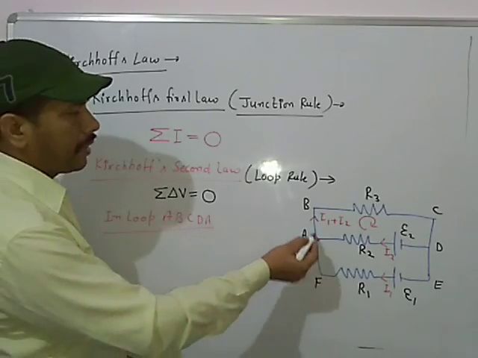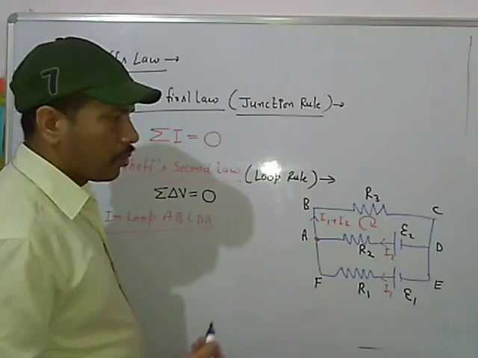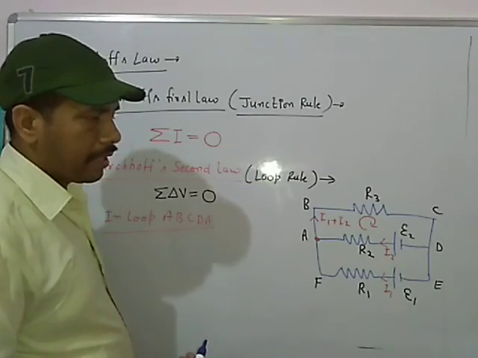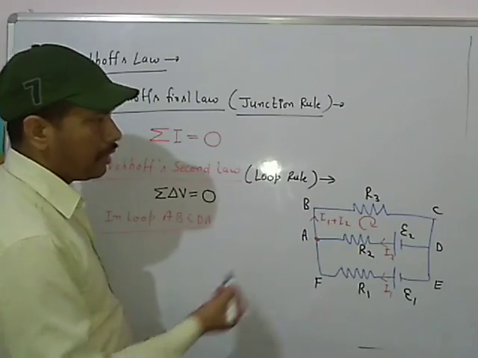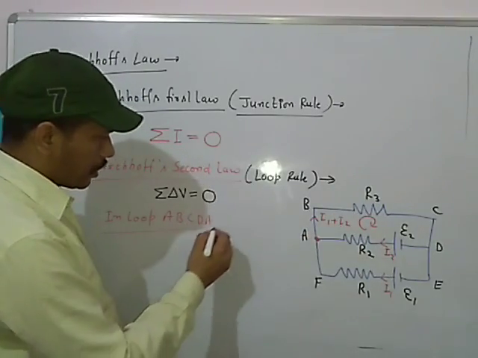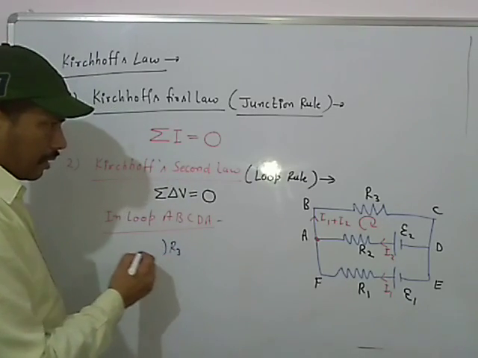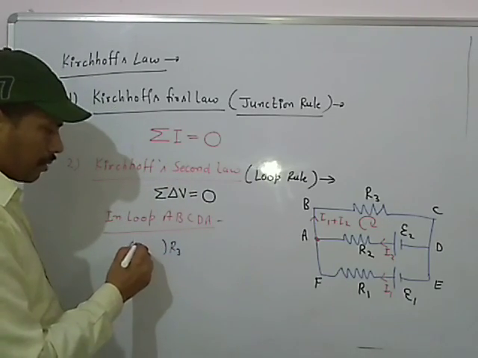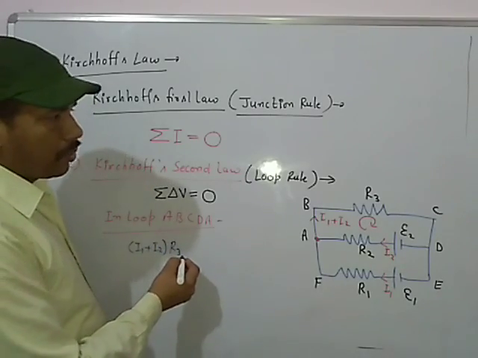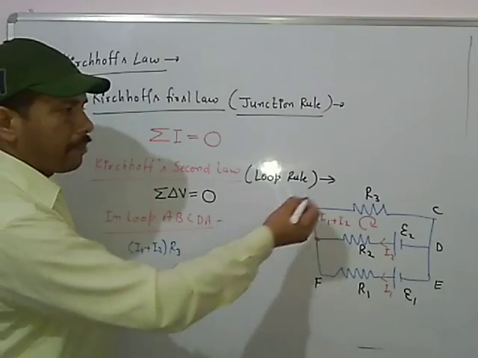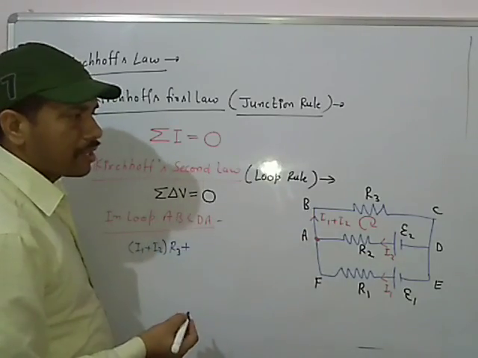तो सबसे पहले हम आते हैं A से B तक. From A to B, as there is no resistor and no cell, no potential drop is taking place. Then we are moving toward B to C. R3 is the resistor, and the current flowing in this branch is I1 plus I2. I1 plus I2 into R3 will be the net potential in this branch. Plus CD, no resistor is present.